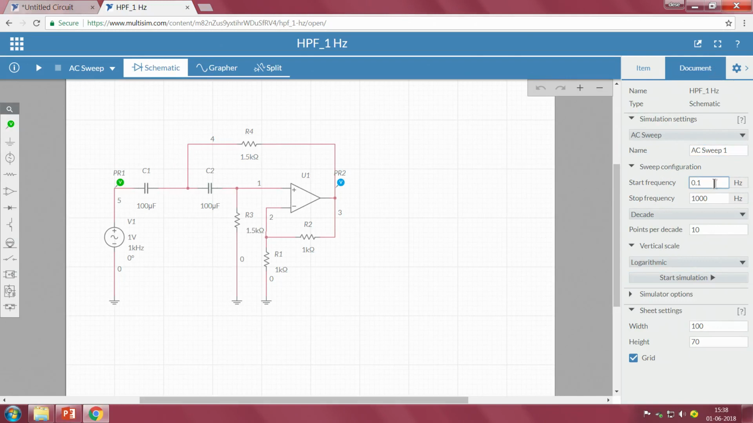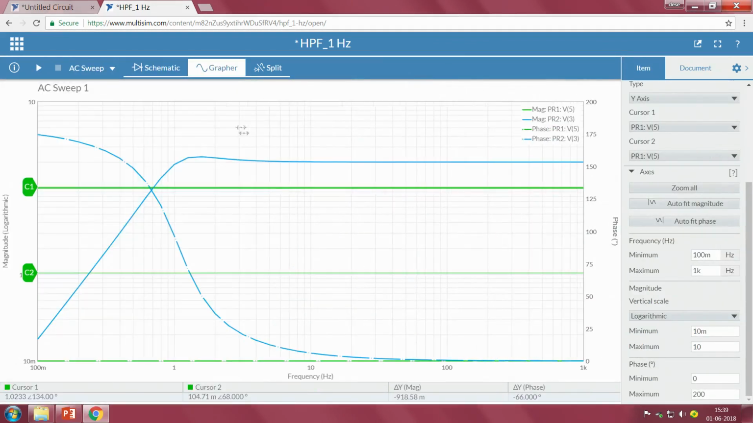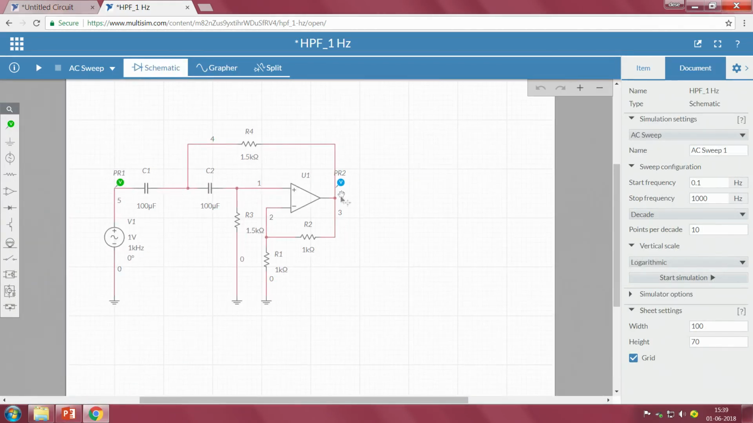In this case, for the sweep configuration I have changed some setting parameters. We changed the start frequency to 0.1 Hz and the stop frequency to 1000 Hz here, and the points per decade is 10. So, the only thing we have to do is that once we select the sweep, we go to the settings. From the settings here we change the parameters to 0.1, 1000 Hz and how many points per decade we require. Once it is done, when we start the simulation, it starts simulating it. In this case, if you observe, the input is green and the output is blue.